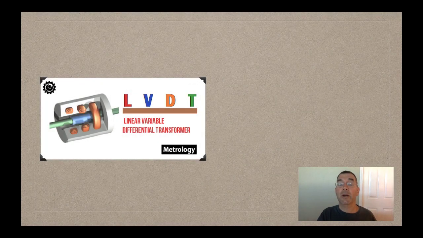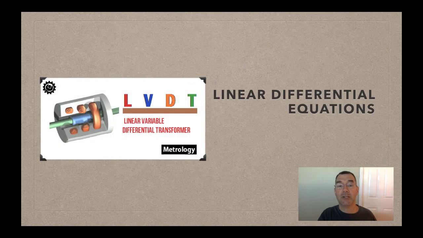Hello again. We are continuing our discussion of differential equations. We've talked about one kind of differential equation, how to identify it and how to solve it. And today we're going to be talking about how to identify and solve a different kind of differential equation. These are called linear differential equations.